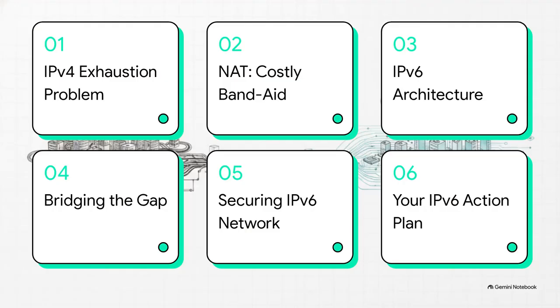So here is our roadmap for today. 1. The IPv4 exhaustion problem. 2. NAT, the costly band-aid. 3. IPv6 architecture and efficiency. 4. Bridging the gap, tunneling. 5. Securing the IPv6 network. And 6. Your IPv6 action plan.